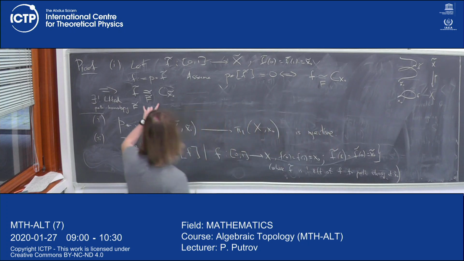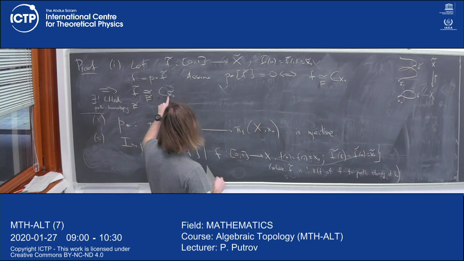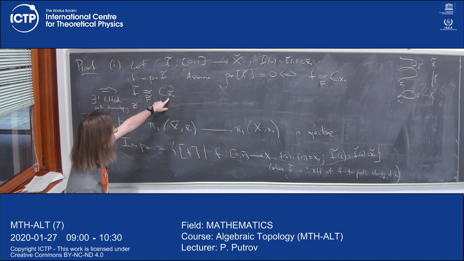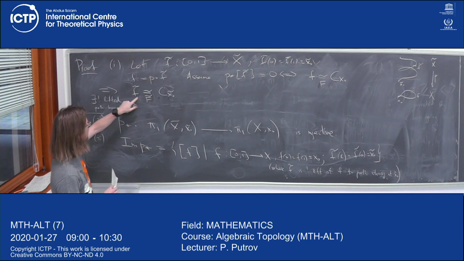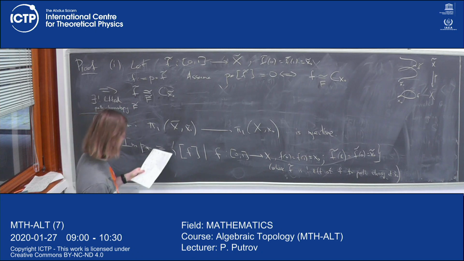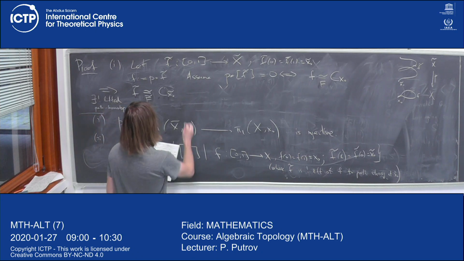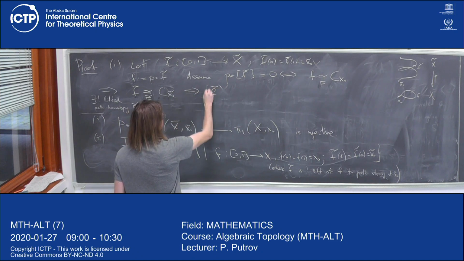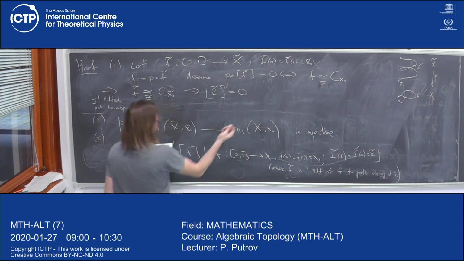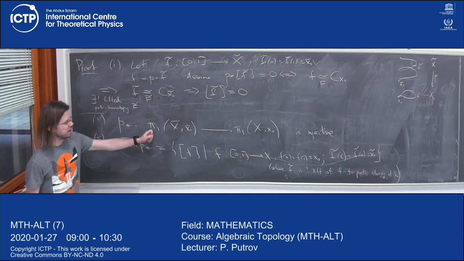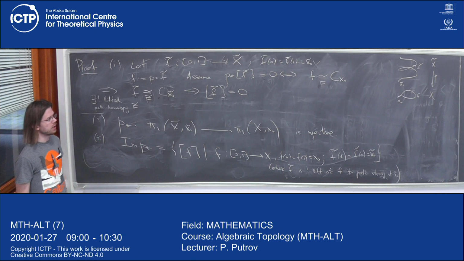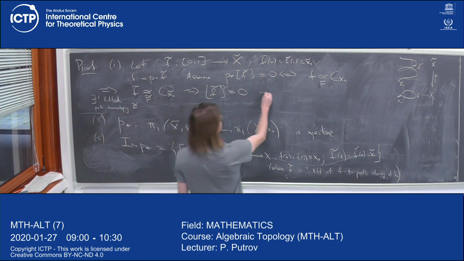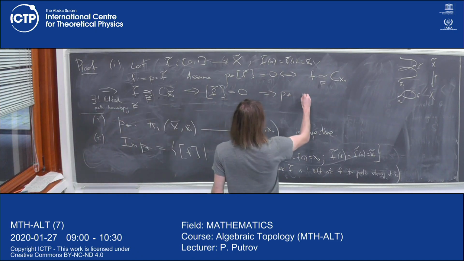The lift of the constant path is a constant path, which is a loop starting and ending at x0 tilde, and this should be path homotopic to f tilde. But this essentially means that the class of f tilde itself is trivial in the fundamental group. This means that indeed p star is injective.